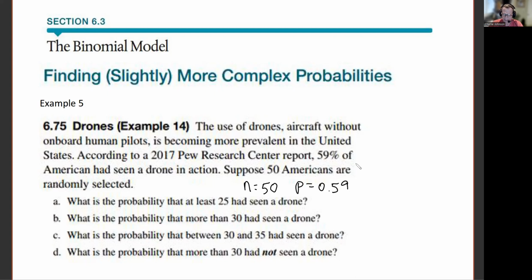And letter A says, then, what is the probability that at least 25 had not seen a drone? So that's the binomial probability with n equal to 50, p equal to 0.59, and we want our x to be at least 25. So that means it could be 25, 26, 27, 28, and so on, so that x is bigger than or equal to 25. So we're going to use StatCrunch to find this probability.